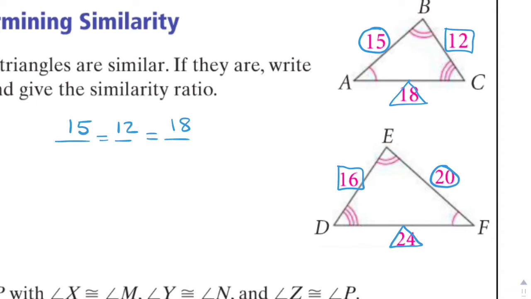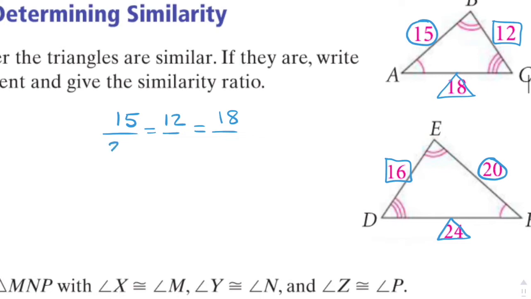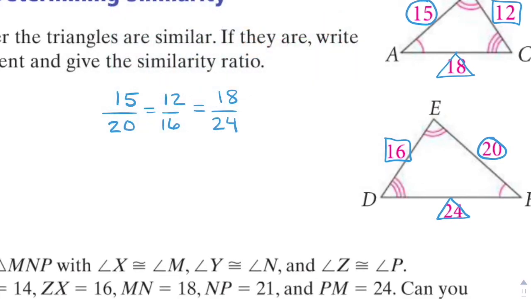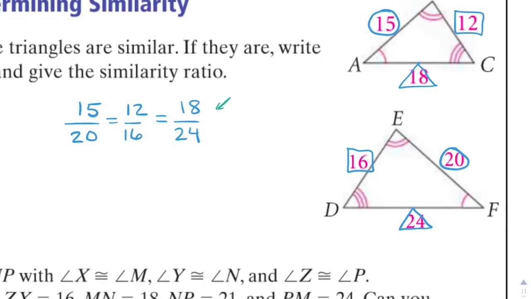And I'm going to do the 20. See how the circles, the 15 and 20, match? The 12 and the 16, and the 18 and the 24. Notice that up top, these all had to do with triangle ABC, and all at the bottom was triangle FED.